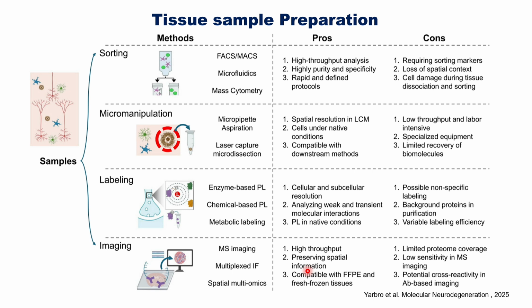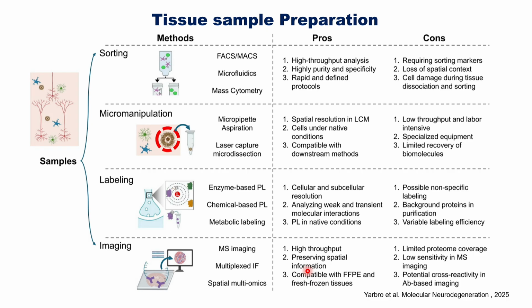If you are rich enough, if you are a rich lab, you want to get more fancy and you want to be cell specific, so then you can do sorting, micro manipulation, labeling, imaging. So sorting, it's very easy. You make the single cell suspension of your tissue, and depending upon which cell proteomics you want to study, you need to know the marker. The only drawback of the FACS is you need to know the marker.